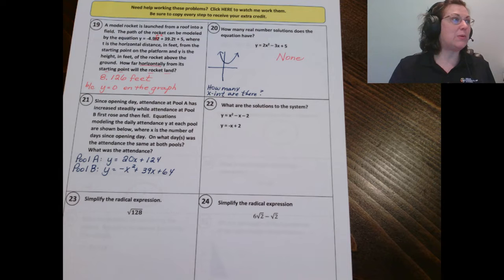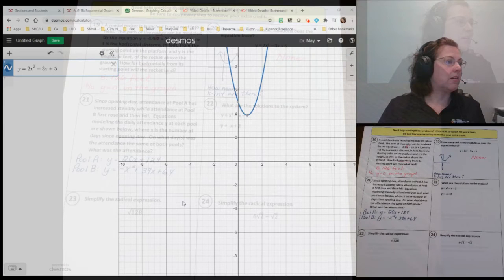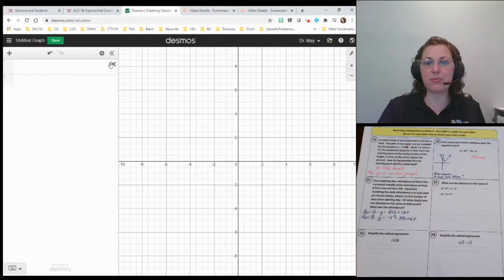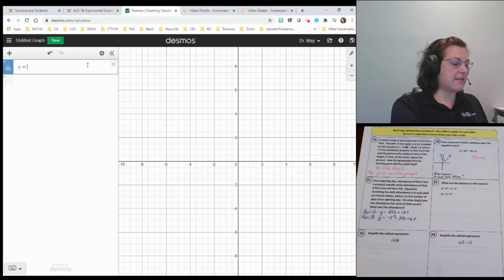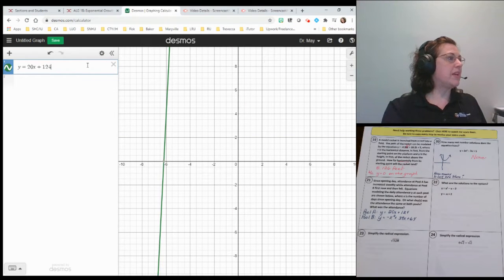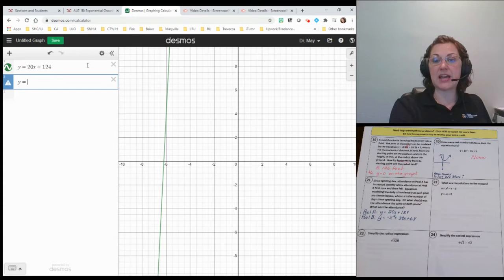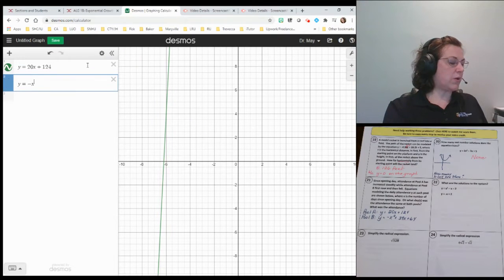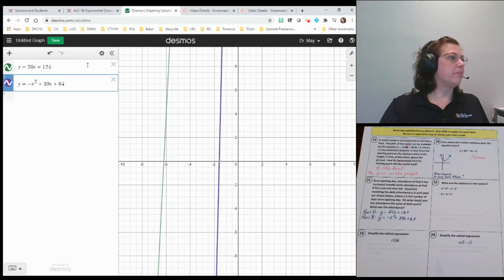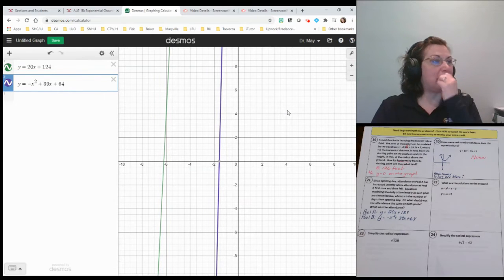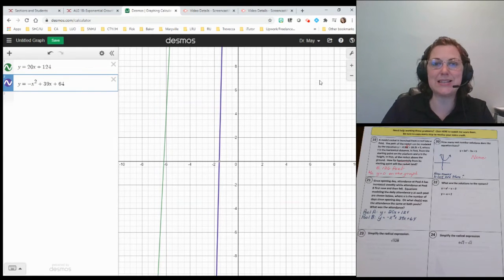Again, I'm going back to Desmos. So let's switch back. I'm going to clear out the equation from our previous problem, and I'm going to type in equation A, y equals 20x plus 124. Press enter, and then I'm going to type in the equation for pool B. There we go. Now, I am looking for an intersection here, but I don't see it.